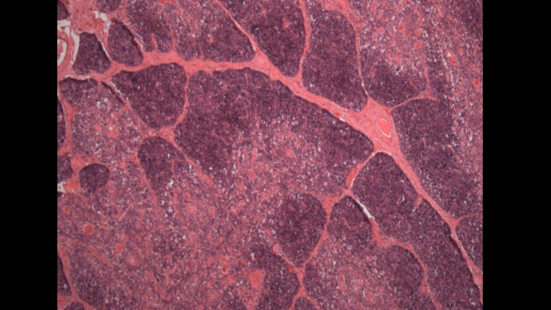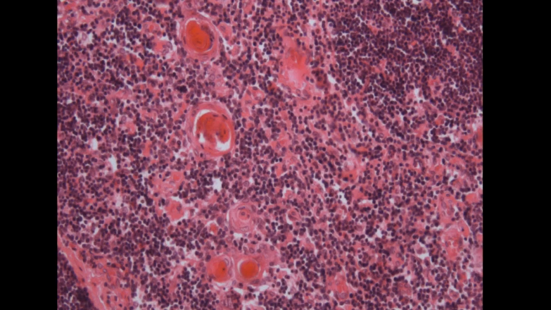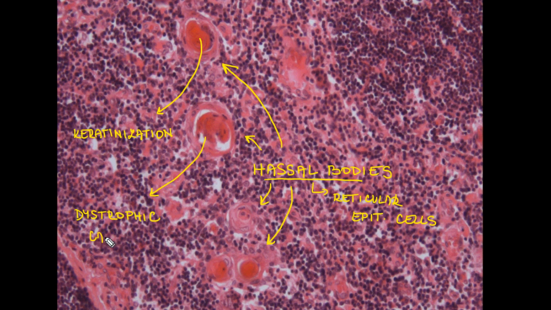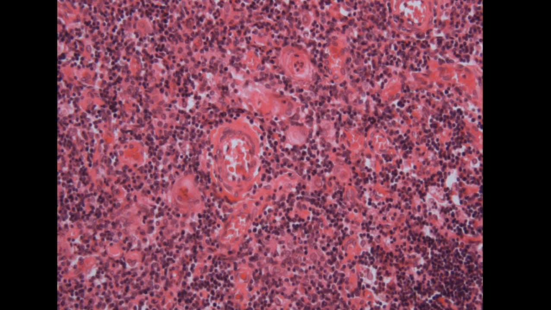Each pseudolobule can be divided into cortex and medulla. Medulla contains something called Hassall's bodies, which basically are concentrically arranged reticular epithelial cells. These cells degenerate in the inner layer and show signs of keratinization and dystrophic calcification. That is accumulation of calcium into pathologically changed tissues. But not every circle in medulla is a Hassall's body. You can also find vessels there.